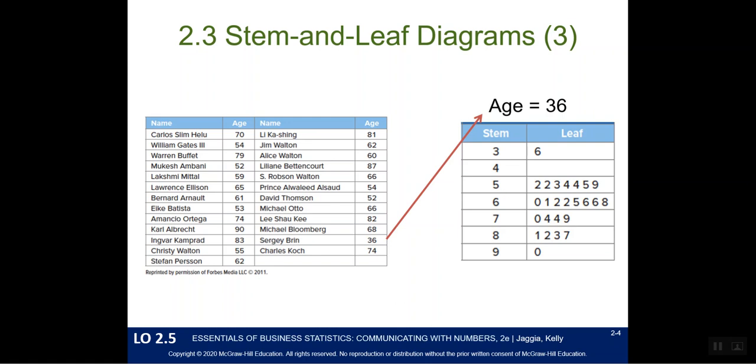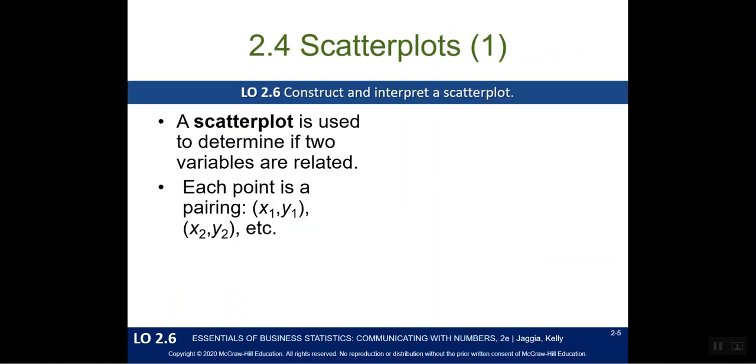We not just see how many people are in their 60s, but exactly what their ages are. 60, 61, 2 that are 62, 2 that are, 1 that is 65, 2 that are 66, and 1 that is 68, for example.